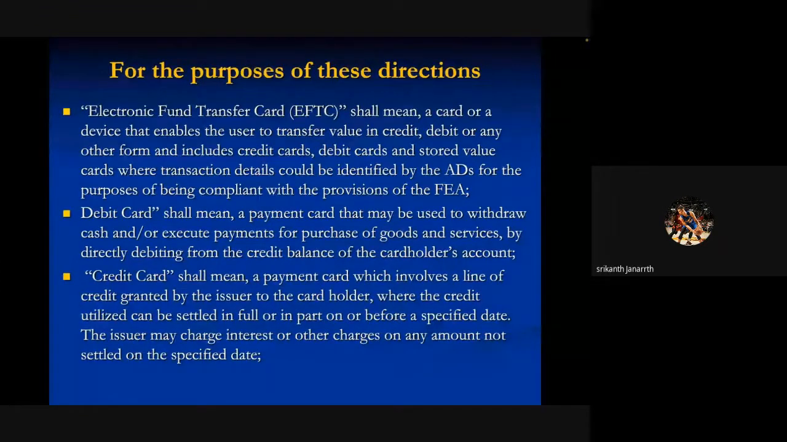These are the definitions given. A debit card means a payment card that will be used to withdraw cash and execute payments. Credit is a line of credit facility granted by the issuer for you to use. You know the credit card, right? The difference between debit and credit: with debit, you take the money from your own funds, so your own funds are debited when you pull out the money. Credit is not from your own funds. You have been given a credit line, a credit limit by the bank, within which you are utilizing. But you need to repay the bank for the loan that you have taken, right?